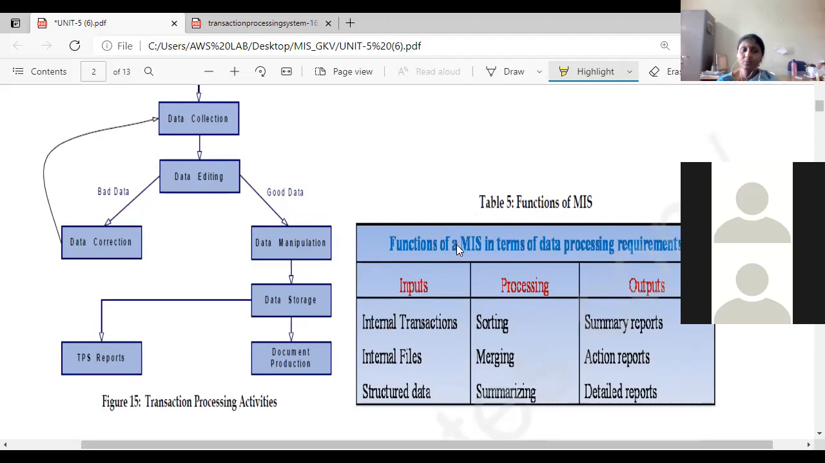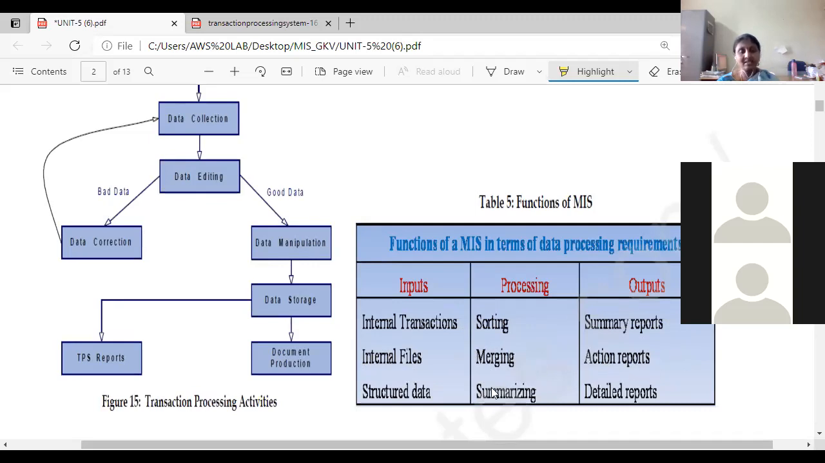Whenever you are maintaining a management information system, the processing here requires some sorting of these internal transactions. For your purpose, you require the sorting of these transactions. After sorting these transactions, you may need to produce summary reports of the sorted transactions. For example, another input is like this. You have a number of internal files, so your processing must be done as a merging of these files. Merging is required. After merging the files, you have to prepare action reports of that merging.